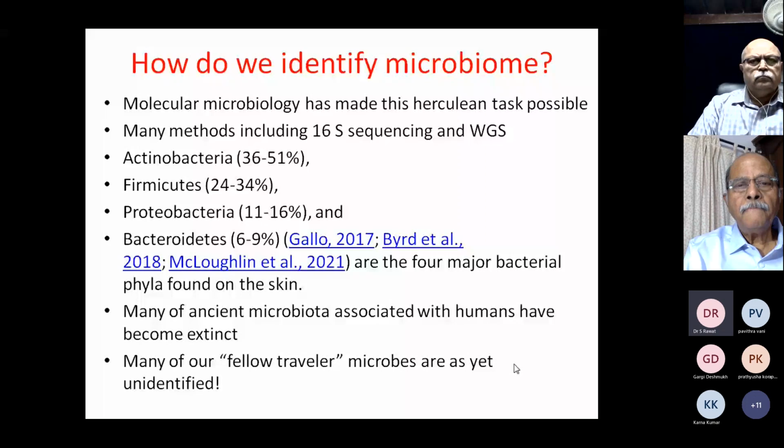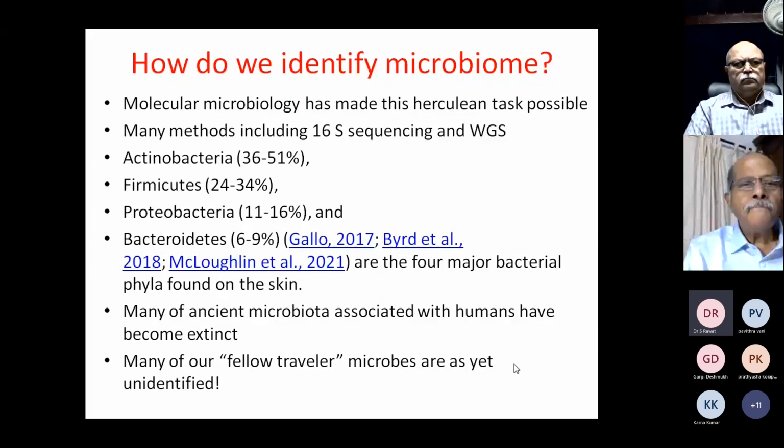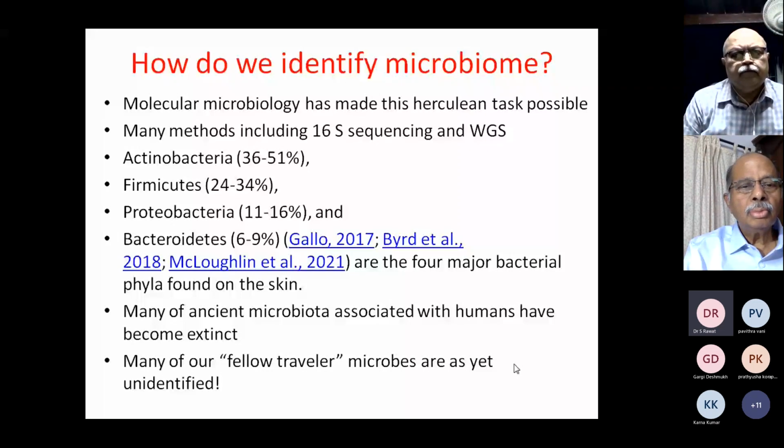Now, coming to the tools, if you want to do a microbiome analysis, what all tools can we use? Initially, it used to be very difficult, but with the advent of molecular microbiology, this Herculean task has become simpler. Now, there are many methods such as 16S sequencing and whole genome sequencing. They have demonstrated that various bacteria are present, like Actinobacteria, dominating at 36 to 51%, then Firmicutes, which are around 24 to 34%, then Proteobacteria and Bacteroidetes. And these are the four major phyla which are found.